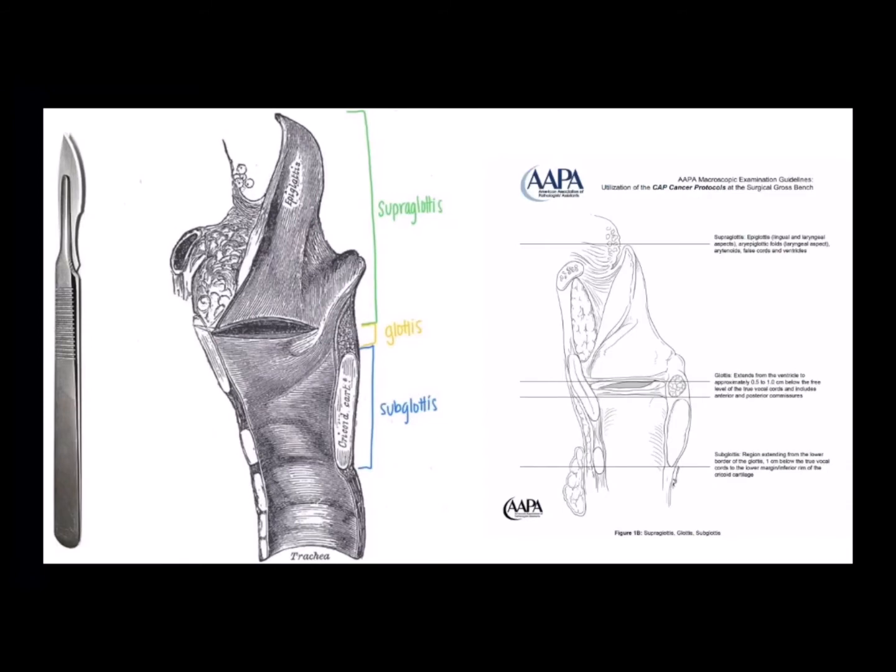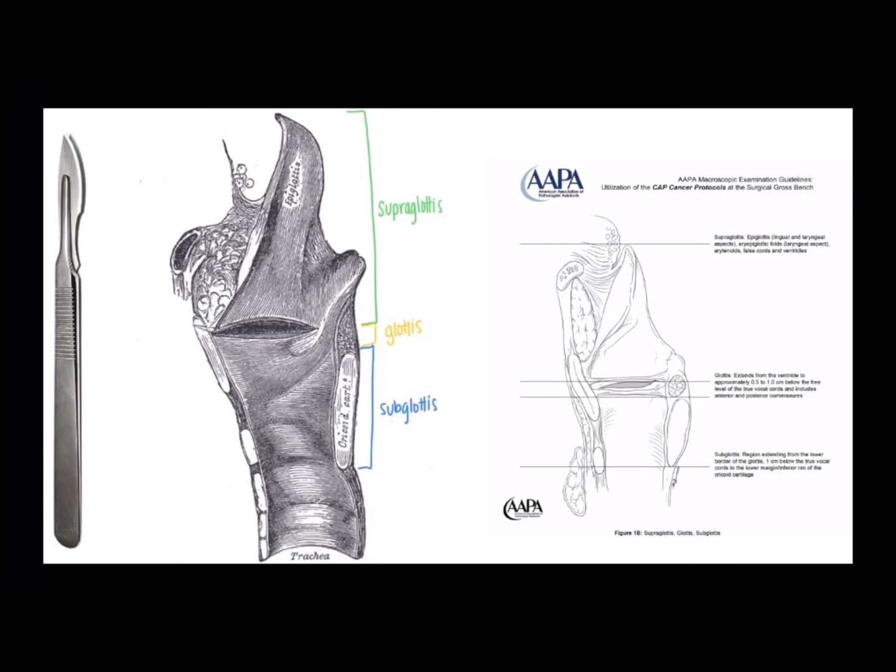So once you know all the different components of the larynx, then you can split it up into its 3 areas, and this is going to be really important for grossing because you definitely want to note the location of that tumor. Is it a supraglottic tumor, a glottic tumor, a subglottic tumor, or is it a transglottic tumor? And so it's important to know your anatomy so that you can divide it into these 3 different areas.